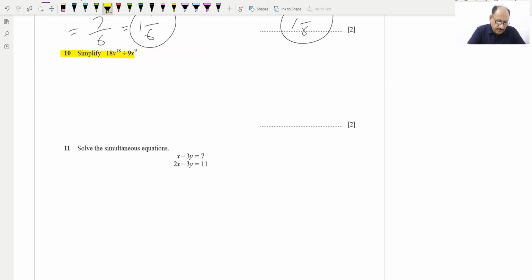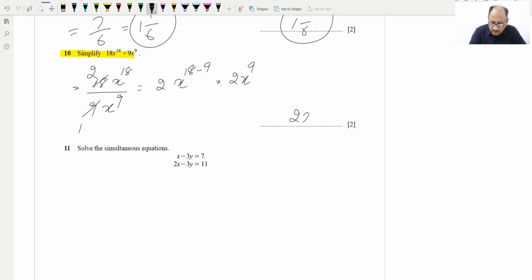Question number 10, simplify. We need to simplify this expression, and we can rewrite it as 18 x raised to the power 18 over 9 x raised to the power 9. 9 ones are 9 and 9 twos are 18, so we can cancel, and this will be 2x raised to the power 18 minus 9 by the indices rule, which is 2x raised to the power 9. This will be our final answer for 2 marks.